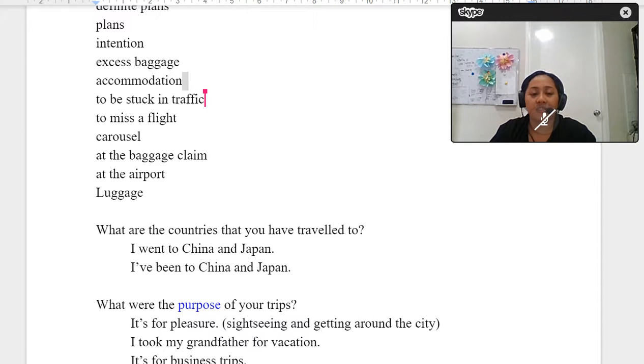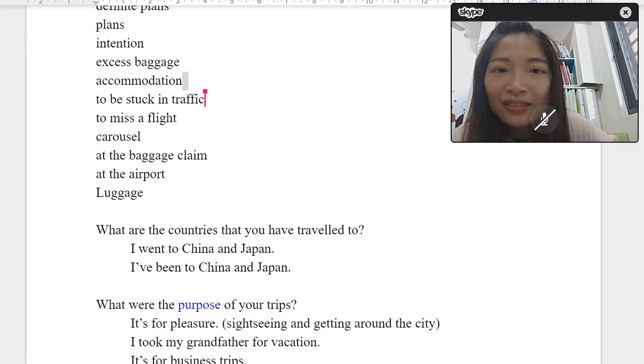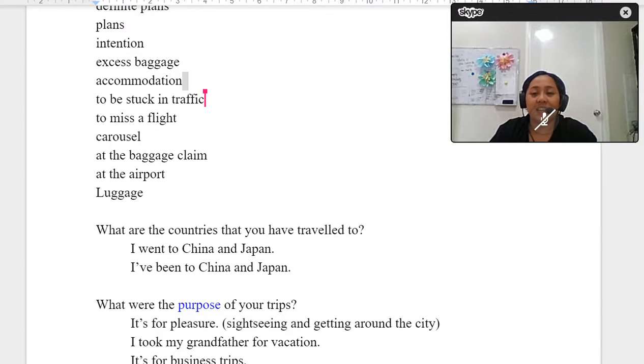Carousel. Okay, carousel. When we say the meaning of this word, carousel or baggage claim, do you know the place where people stand behind the yellow line waiting for their luggage? The equipment there that goes around is called a carousel. In some other countries, they call it the baggage claim.